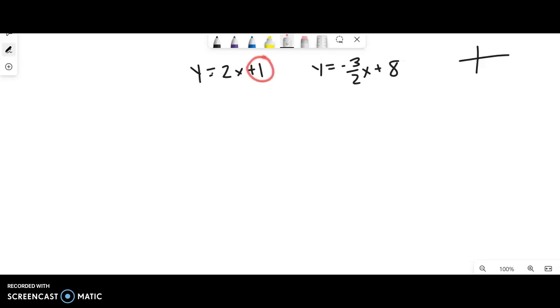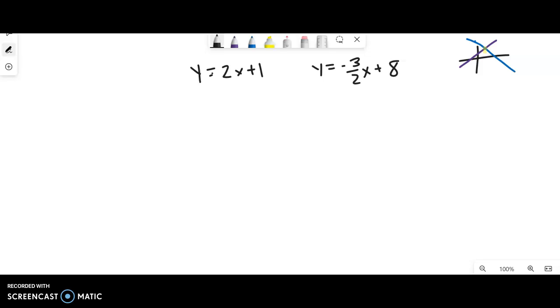In this first one, I'm going to start at plus 1, and then I'm going to go up 2 over 1 each time. So I got something like that. In the second one, I'm going to start at plus 8, then I'm going to go down 3 over 2 each time. So I'm going to look for a point of intersection somewhere in that first quadrant there.